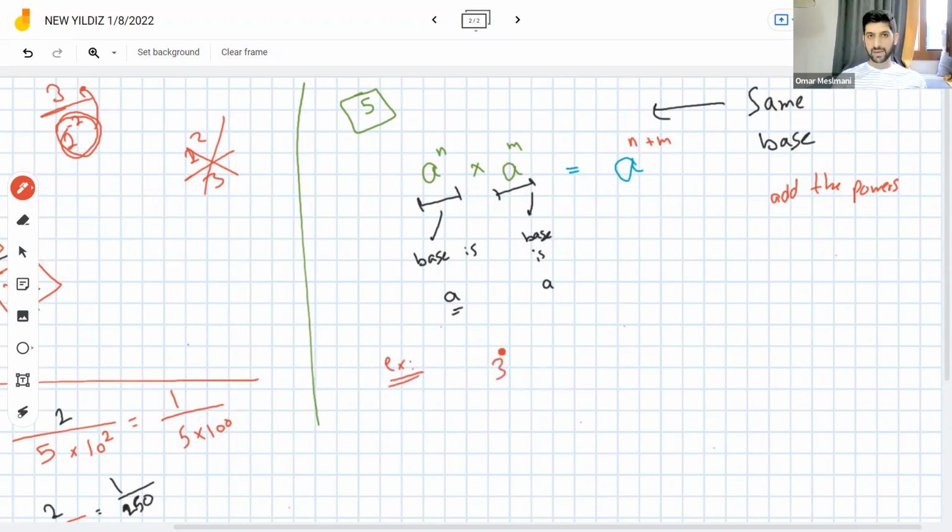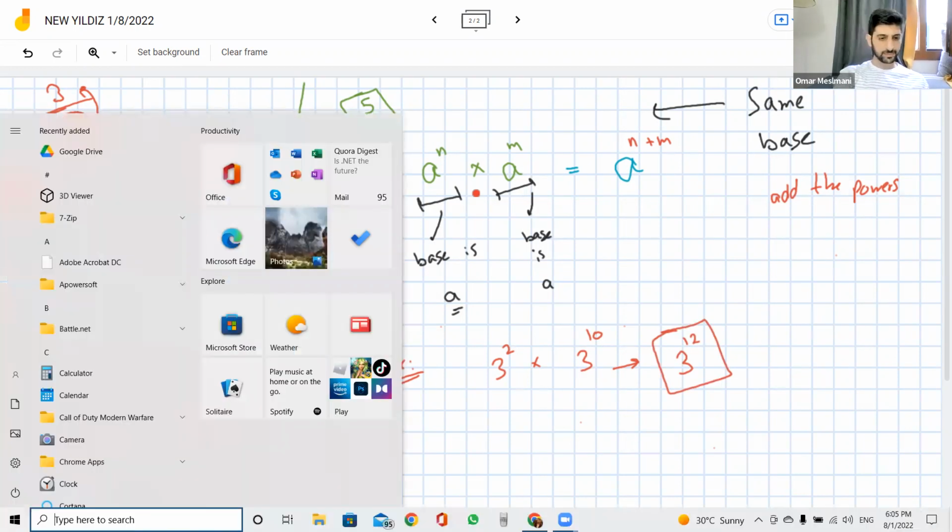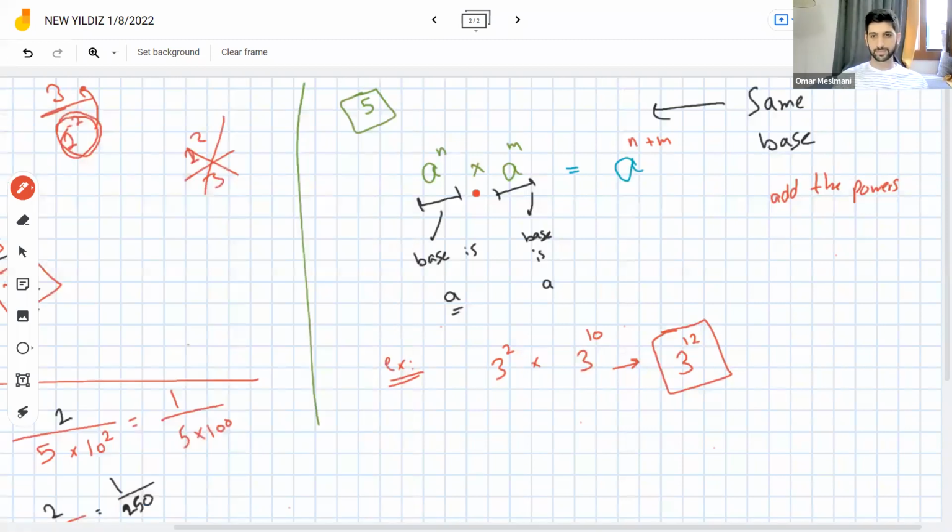Let's say that I have 3 to the power of 2 multiplied by 3 to the power of 10. What is the answer? 3 to the power of 12. Okay, 3 to the power of 12. Now, do you understand why it's 3 to the power of 12?